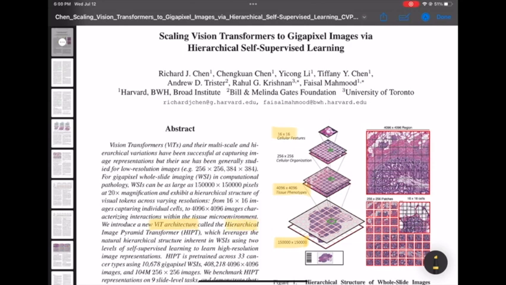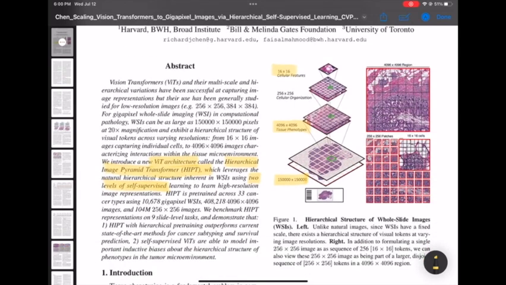For the hierarchical transformer architecture, which they call HIPT, Hierarchical Image Pyramid Transformer, the authors use two levels of self-supervised learning and pre-trained their hierarchical transformers on a public dataset of about 10,700 whole slide images from 33 cancer types. They then evaluate their architecture on 9 cancer survival prediction and subtyping tasks and show that their models based on hierarchical pre-training outperform state-of-the-art methods.